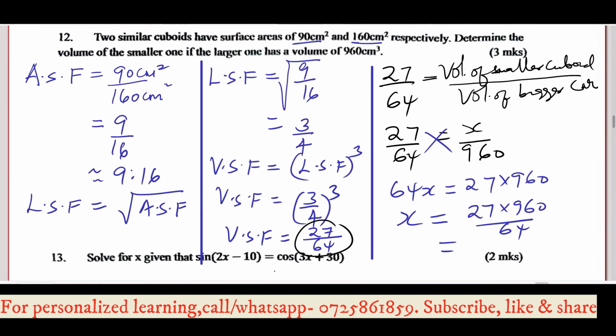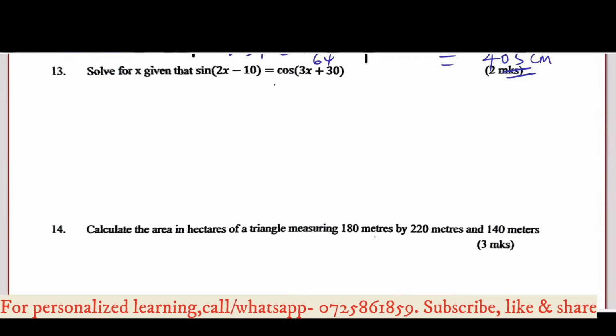So we work out these. So 27 multiplied by 960, then divided by 64. So this will give 405 centimeters cubed.